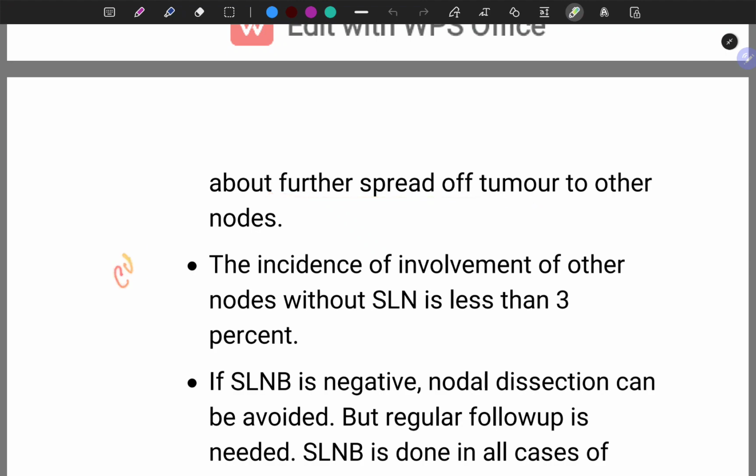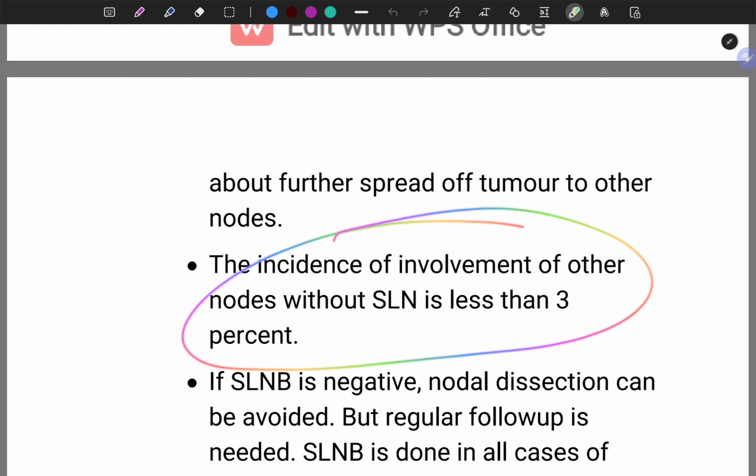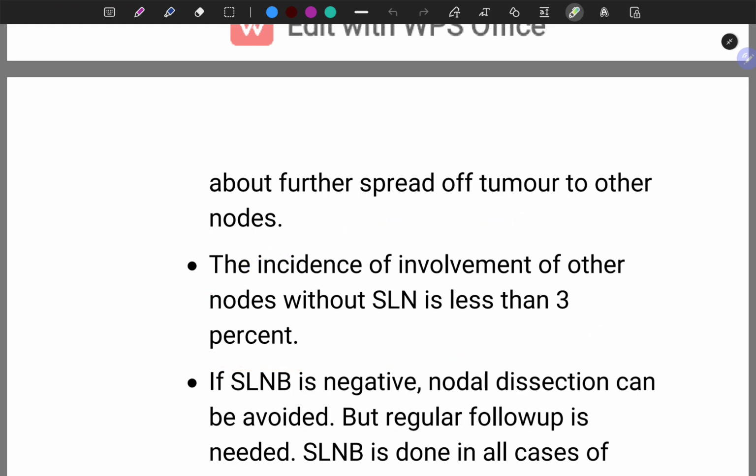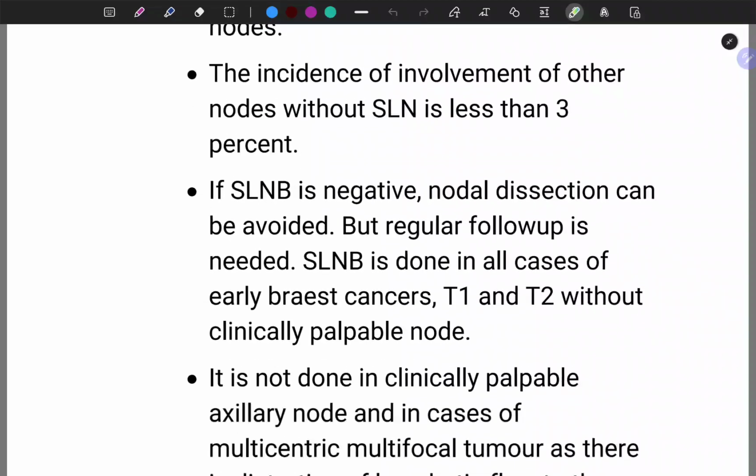If this first echelon node is affected, then it is metastasis. The incidence of involvement of other nodes without sentinel lymph node involvement is less than 3%. If SLNB is negative, nodal dissection is avoided, but follow-up is needed. It's done in all cases of breast cancer T1 and T2 without clinically palpable node.